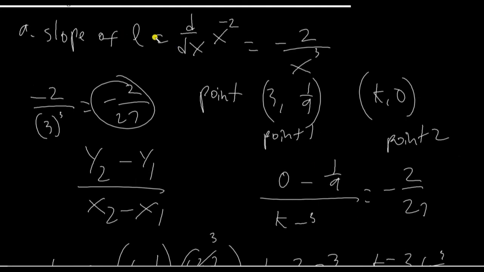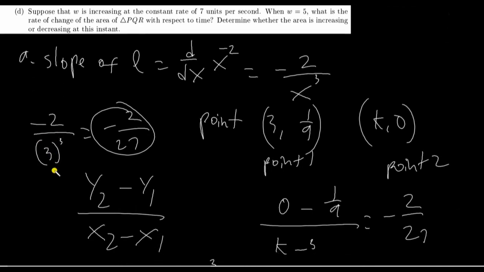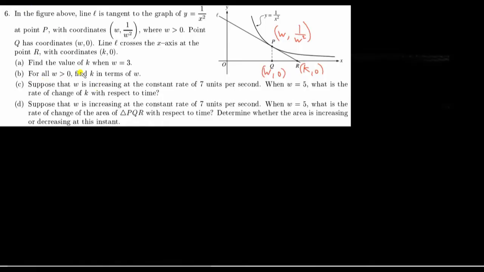And in terms of points, you'd get 1 point for taking the derivative and putting in x equals 3, and you get another point for properly solving the value of k. Okay, now let's look at part B. So for all w greater than 0, find k in terms of w. So what that means is that instead of having w equals 3, like a specific value, we're just going to have a general equation in terms of w.